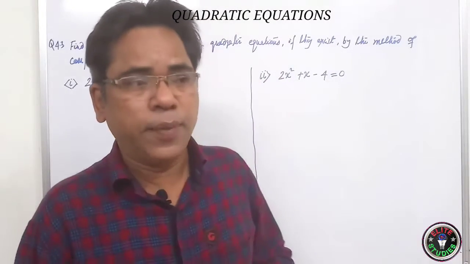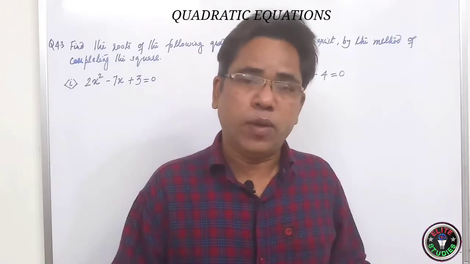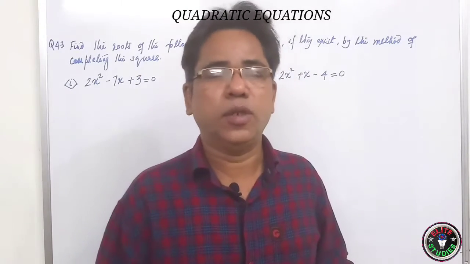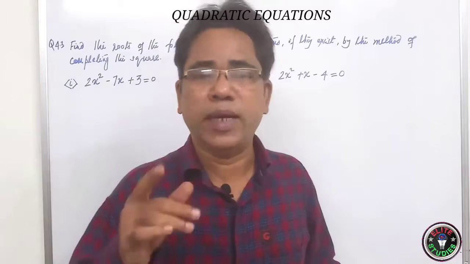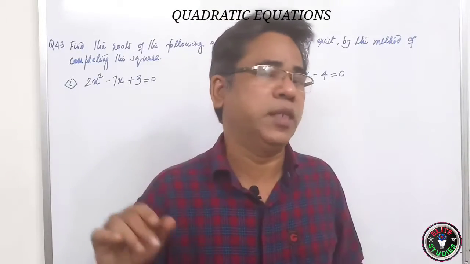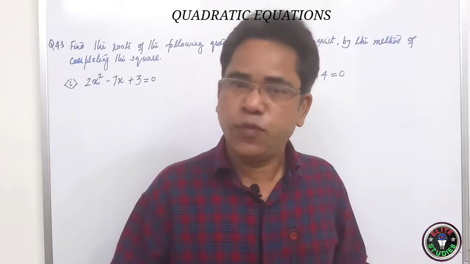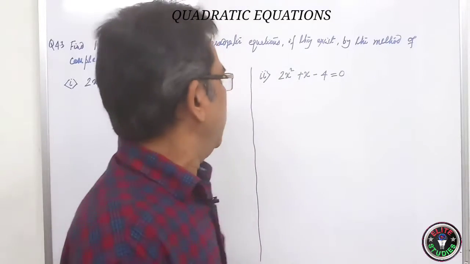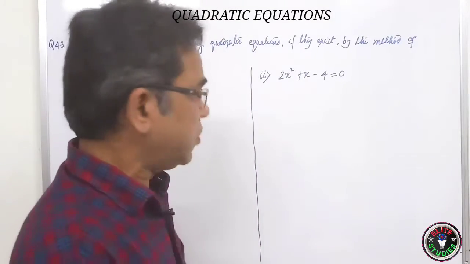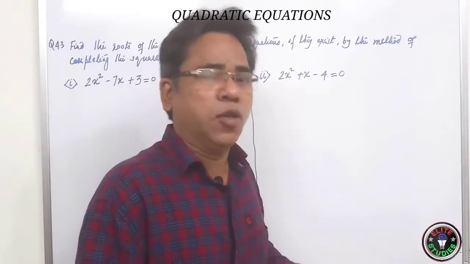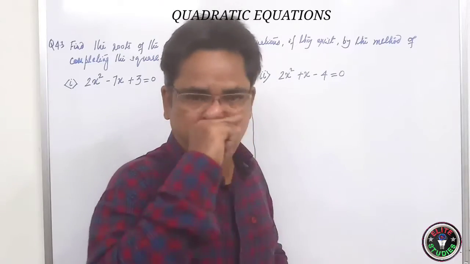I have also taught you how to derive the quadratic formula, that is, x is equal to minus b plus minus root over b square minus 4ac by 2a. You can refer to those videos. Today, we are just going to use those methods to find the roots of these given equations.